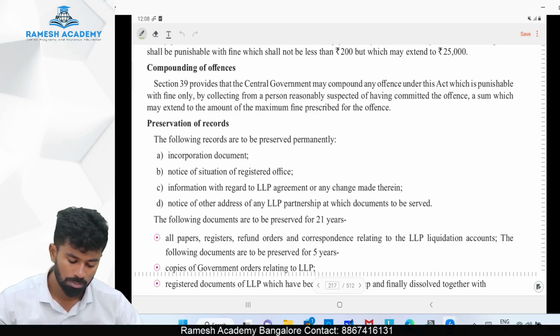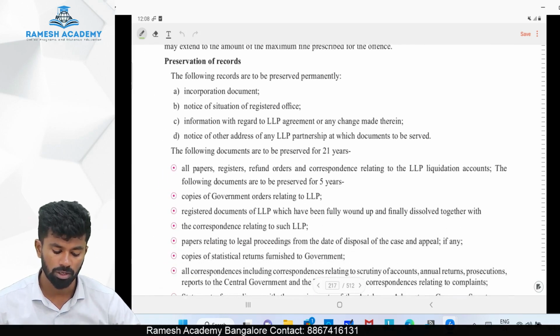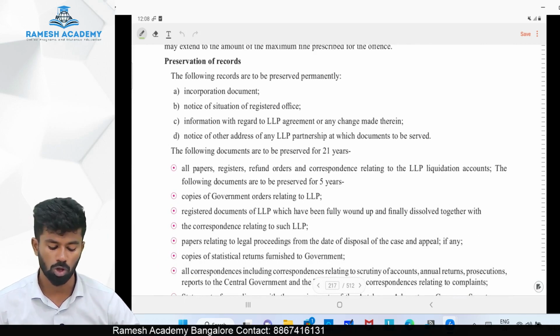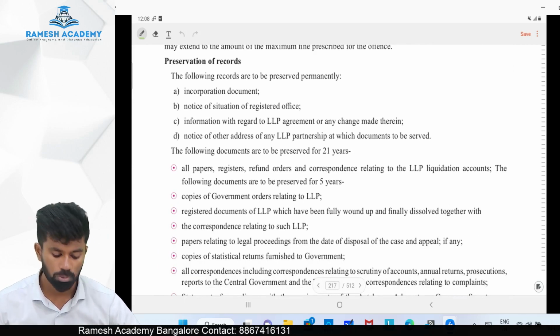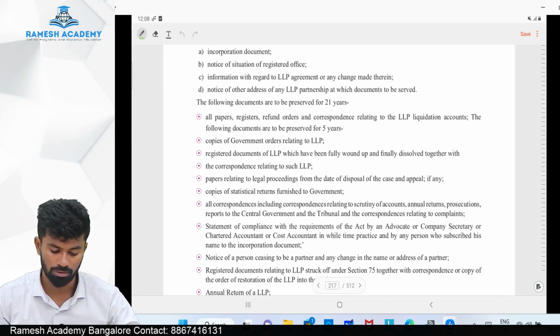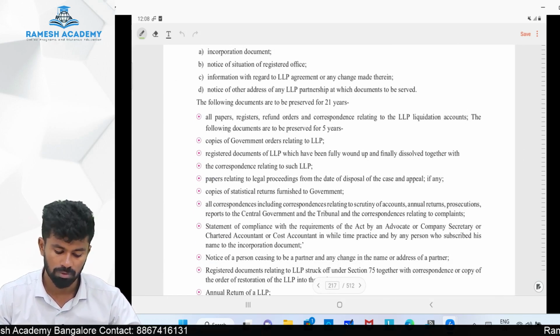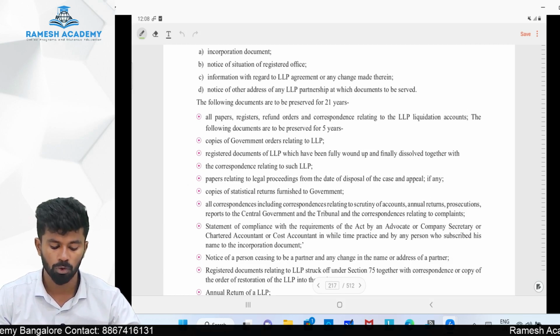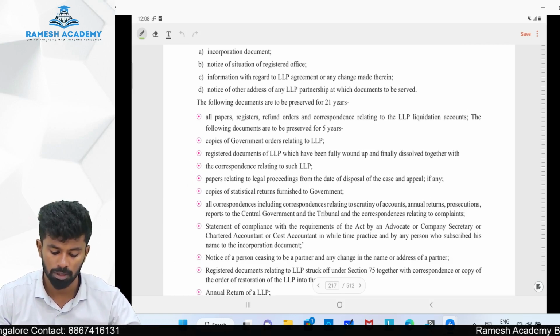Okay? Yes. Preservation of record. The following records are to be preserved permanently. What are the documents to preserve permanently? Incorporation document, notice of situation of registered office, information with regard to LLP agreement, notice of other address of any LLP partnership.